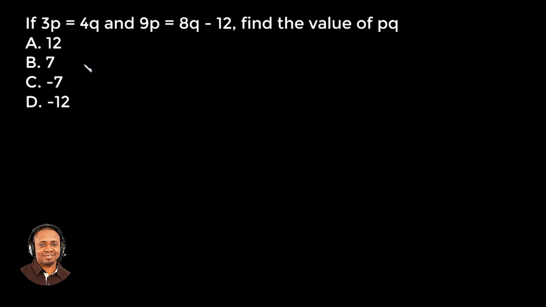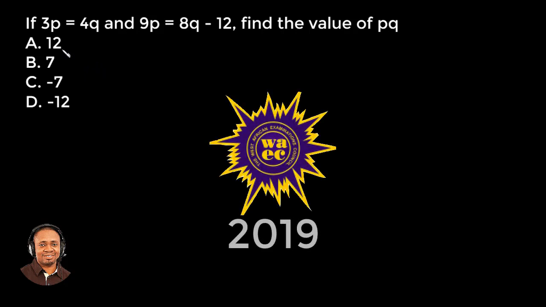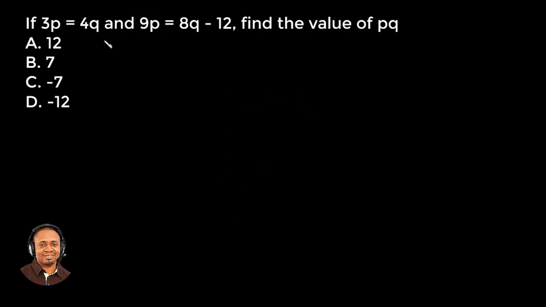This is another WAEC 2019 math question, which gives us: if 3p equals 4q and 9p equals 8q minus 12, find the value of pq. If you want to try this on your own, you can pause the video, and when you are done, you can press play to continue watching the video.